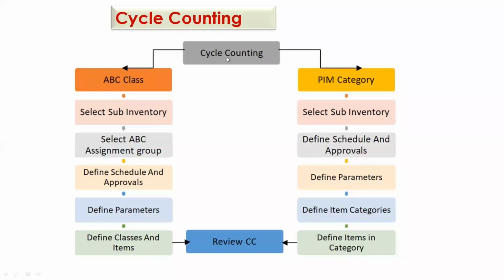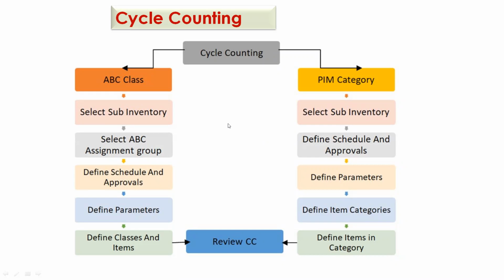As part of cycle counting setups, during the cycle counting process, if you are counting the items by using an ABC class, you have to choose your subinventory. Then you choose whichever ABC assignment group is there, so that the system will automatically pull your item information from the ABC group to your cycle counting. But again, you will get three options. One is none. Let me show you once.